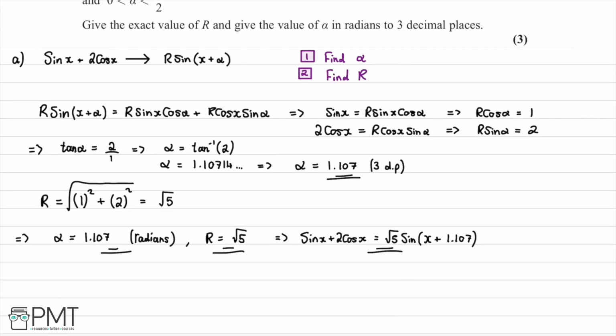We receive our first mark for knowing to do tan alpha equals 2 and then working out what alpha was. So we receive our first mark just about here. We then receive our second mark for working out root 5 as r. And then receive our third mark for having the fully correct answer with alpha being equal to 1.107. So just to summarize it, this mark here was for knowing to do the right process with alpha. This mark here was for having the correct answer, and this mark here was for having root 5 correct.